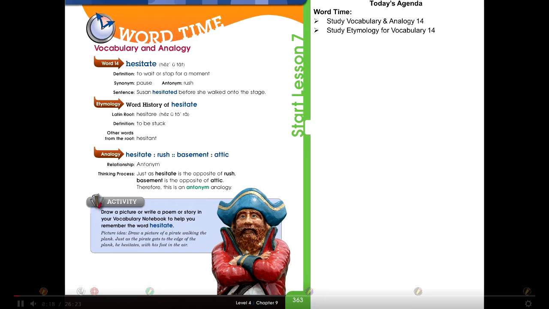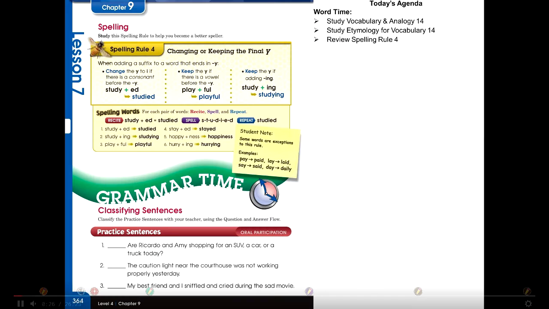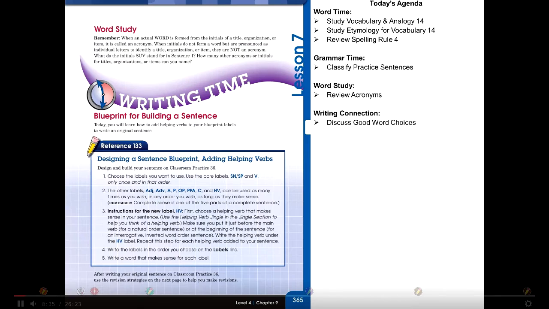During word time, we will study vocabulary and analogy 14, and also study the etymology for vocabulary 14. We will review spelling rule 4. During grammar time, you will classify practice sentences, and we will conduct a word study where we review acronyms. We will also do a writing connection where we discuss good word choices.